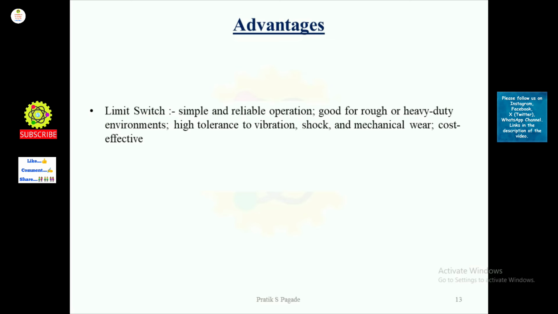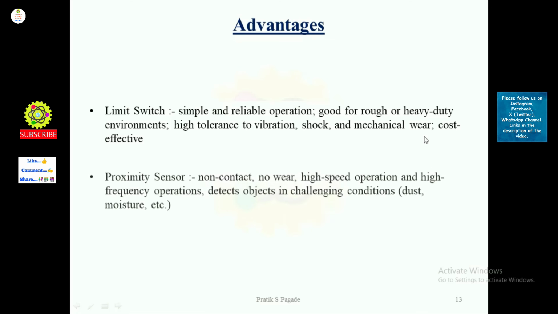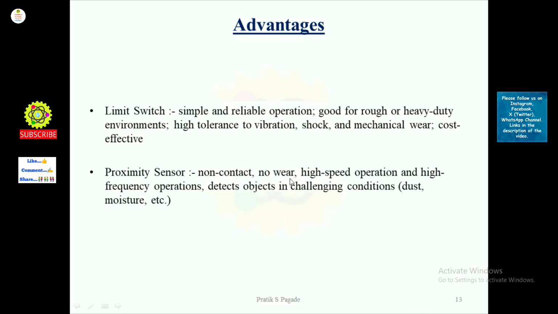Further, advantages of limit switch: simple and reliable operation, good for rough or heavy duty environments, high tolerance to vibration, shock, and mechanical wear, cost effective. Proximity sensors are non-contact type, no wear, high speed operation and high frequency operations, and detect objects in challenging conditions like dust, moisture, etc.